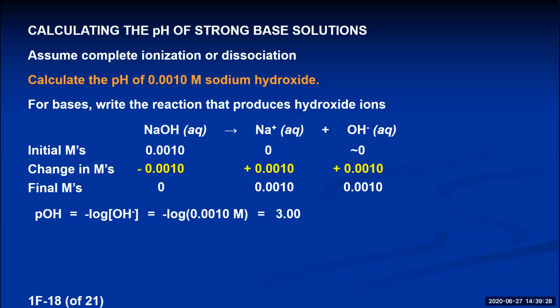When you're dealing with bases, a lot of people stop here and they go, that's my answer, I'm done. And if you think about it, you can't have a basic solution with a pH less than 7. And the reason this says 3 is that you haven't calculated the pH, you calculated the pOH.